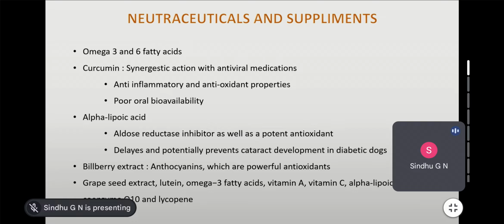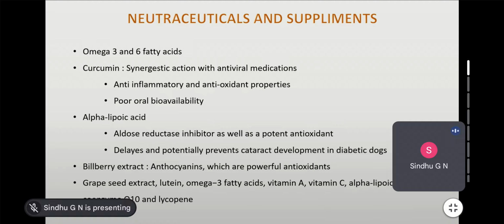Then, curcumin, the extract from turmeric, has a synergistic action with antiviral medications for herpetic ulcerations and herpes virus infections. It has anti-inflammatory and antioxidant properties, which are useful for inflammatory conditions like uveitis or vitritis. The problem with curcumin is that it has very poor bioavailability, so we have to rely on nanocurcumin products.